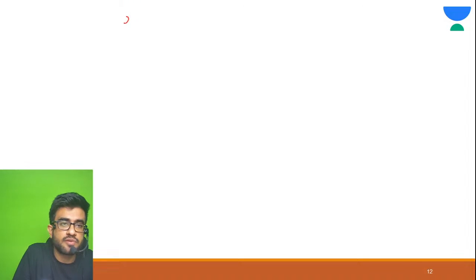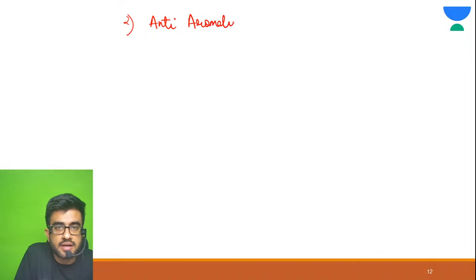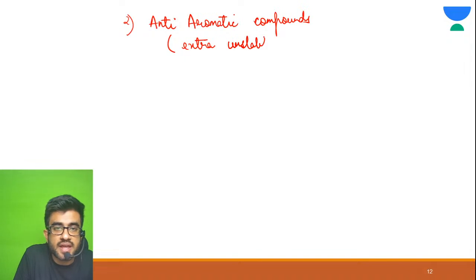Now the second type of compound is anti-aromatic. Second type of compounds are these anti-aromatic compounds. These are extra unstable compounds. These are not very stable. These are very unstable compounds.